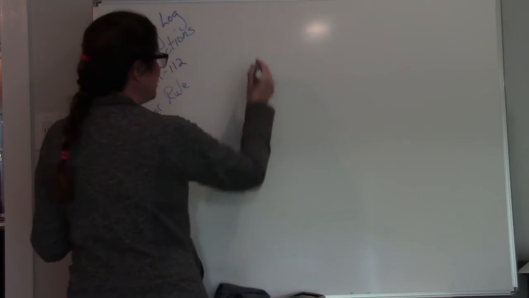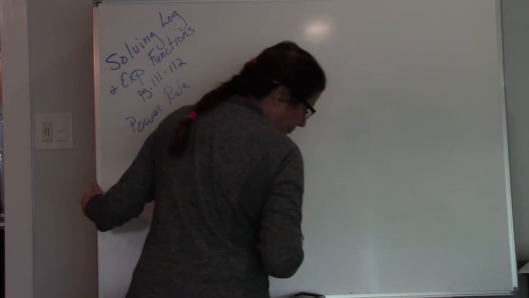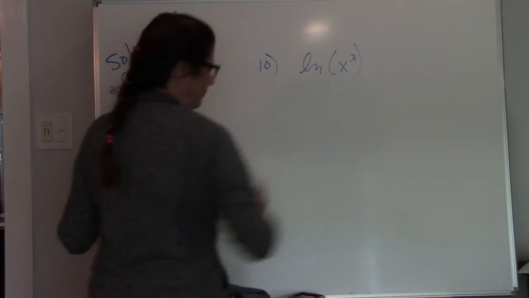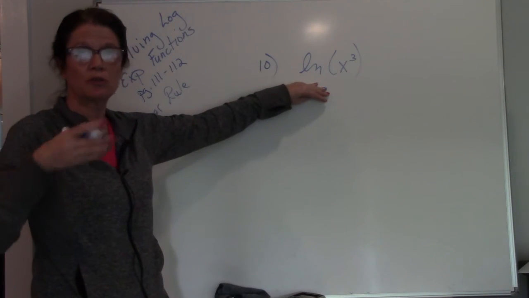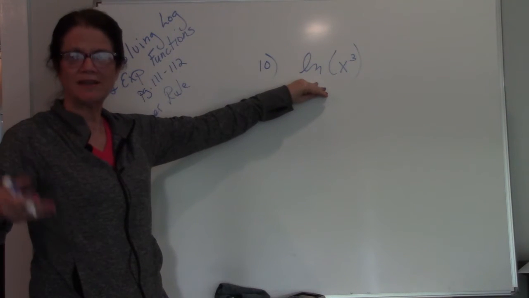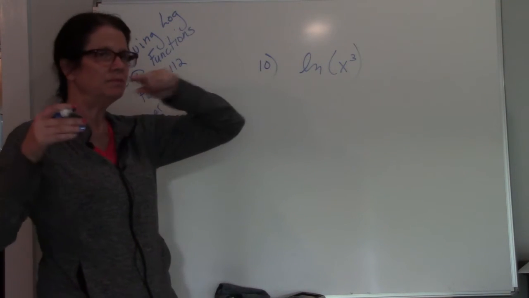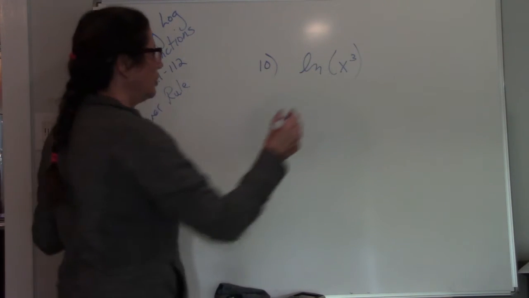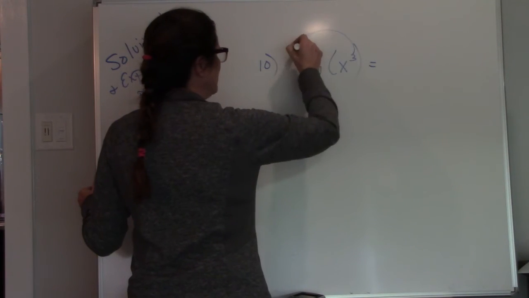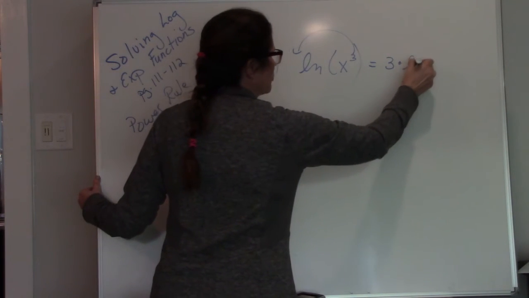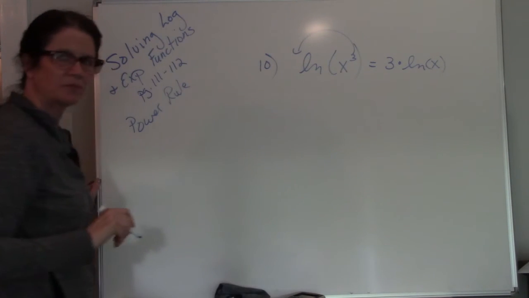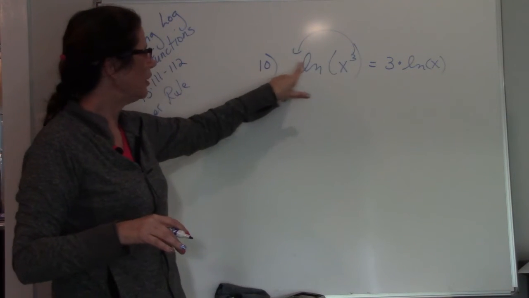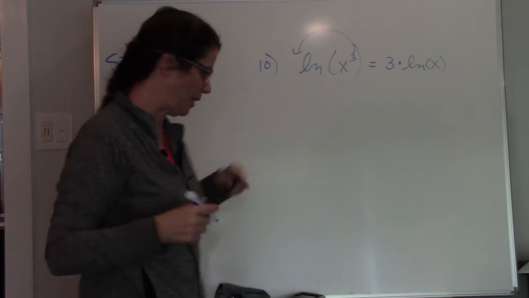So number 10 on page 111 is ln of x to the third power. All right, now remember ln is a natural log. It's the logarithm for base e. Okay, so we still have an exponent on an exponent. So all you're going to do is you're going to drop this 3 to the front and multiply. So it's 3 times ln of x. And that's it. You've just taken this exponent and you've dropped it to the front and then multiplied. Okay, so that's the power rule.